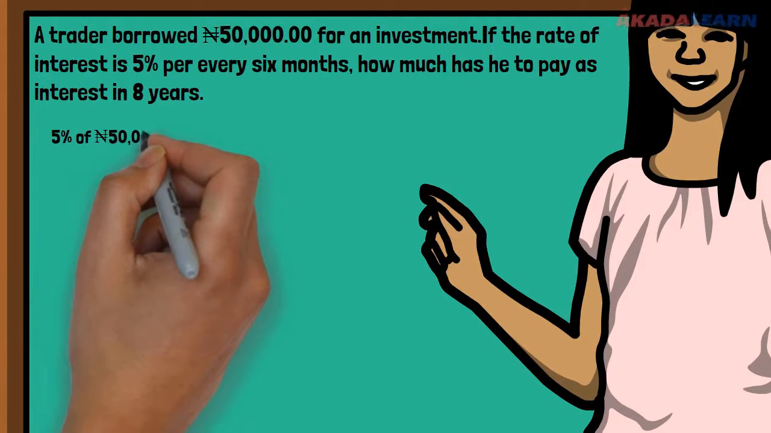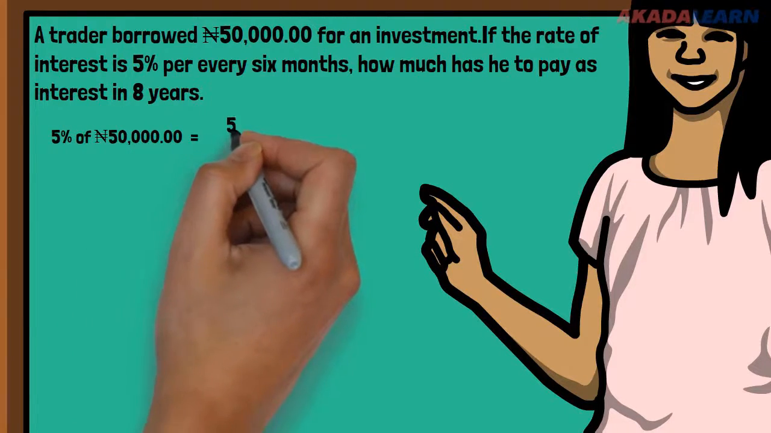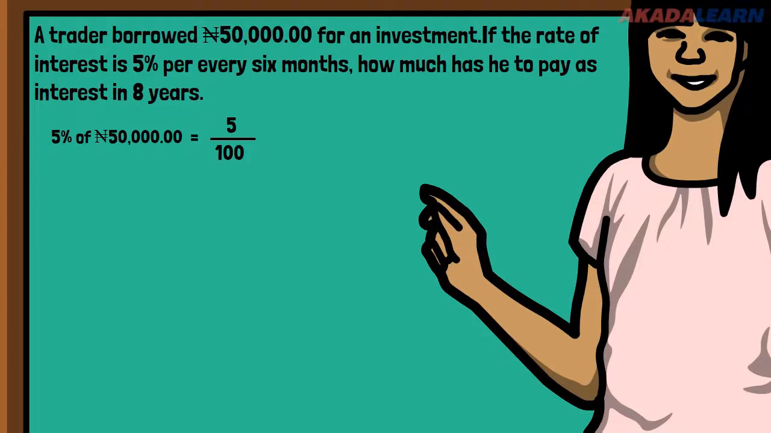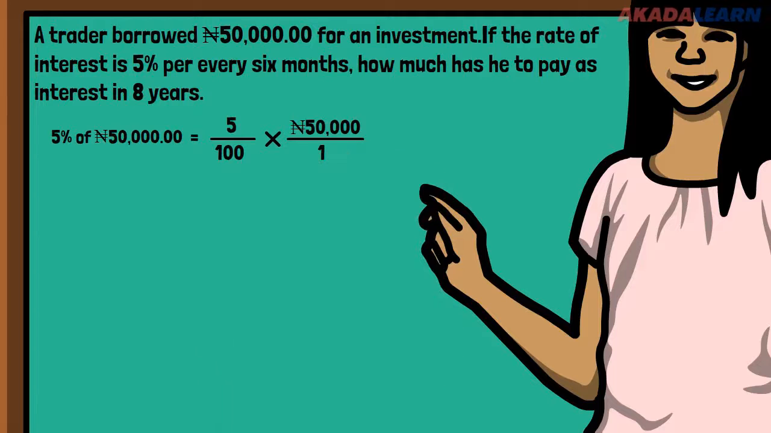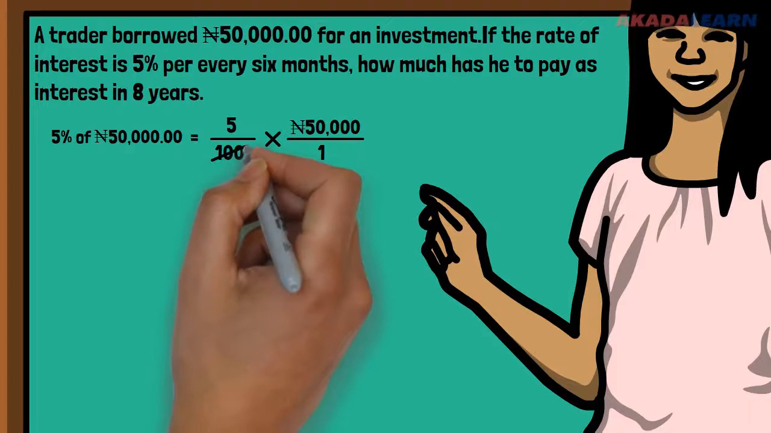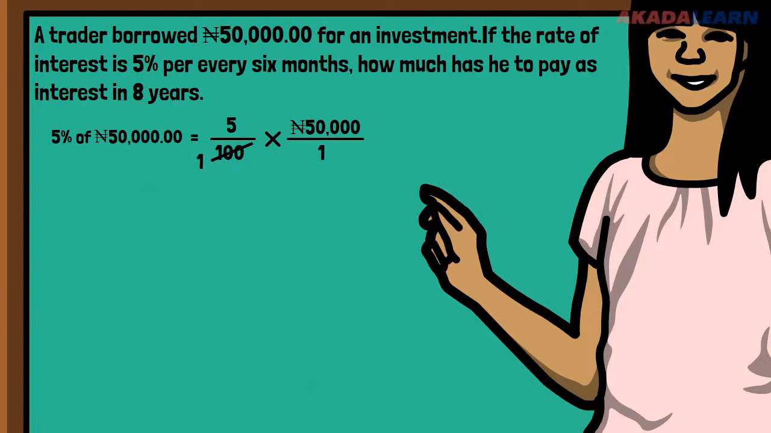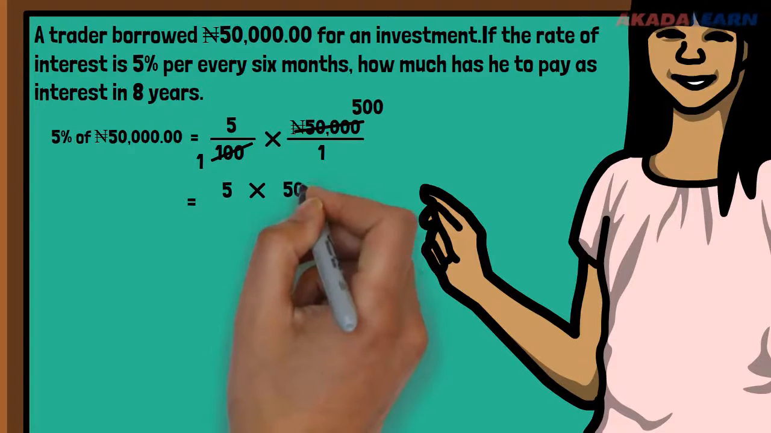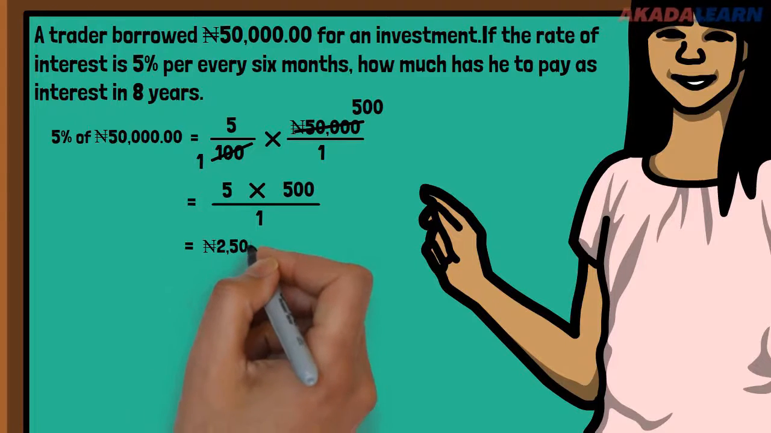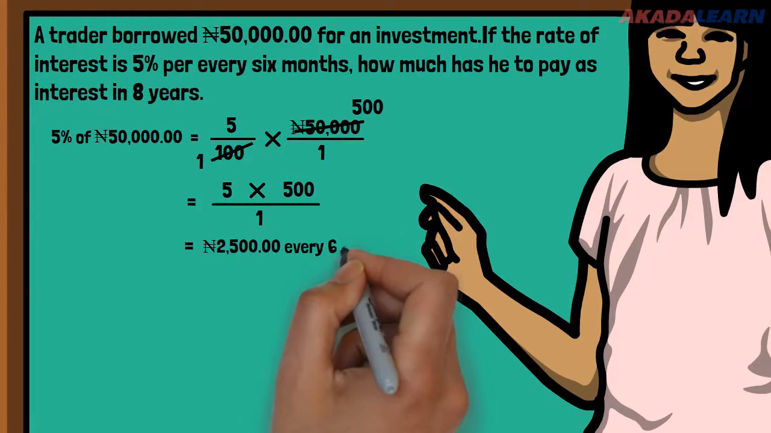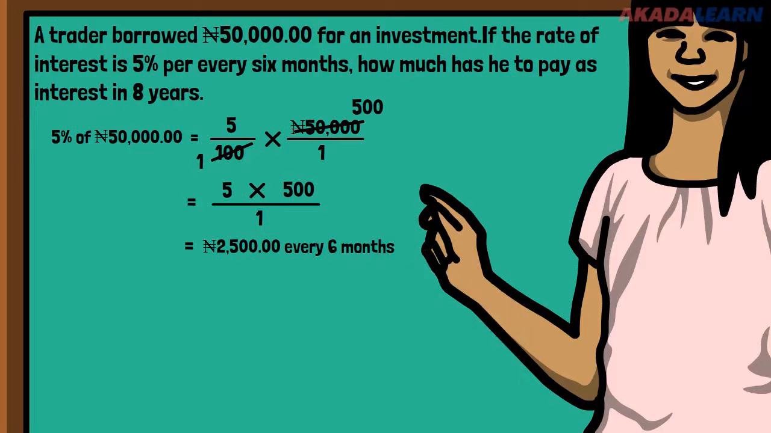So 5% of 50,000 naira, that's equal to 5 over 100 times 50,000 over 1. 100 divided by 100, that'll be 1. 100 divided by 50,000, that'll be 500. So 5 times 500 over 1, and that'll be equal to 2,500 naira every 6 months.